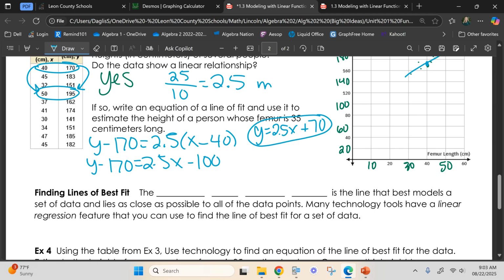Of the line of fit that we kind of drew. All right, it's supposed to be to use this to estimate the height of a person whose femur is 35 centimeters long. So where am I going to put 35? The X or the Y? The X. Good, that's my femur length. So plug in 35.